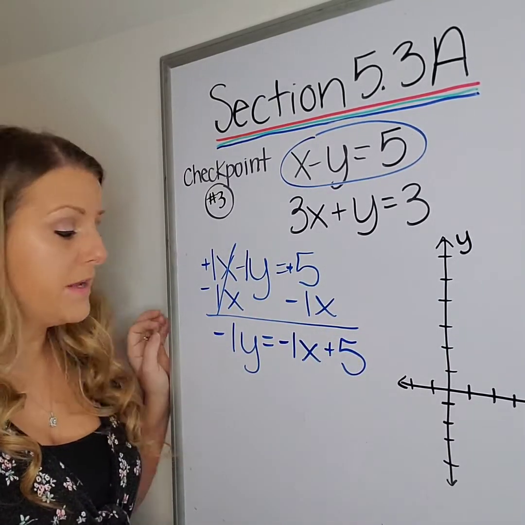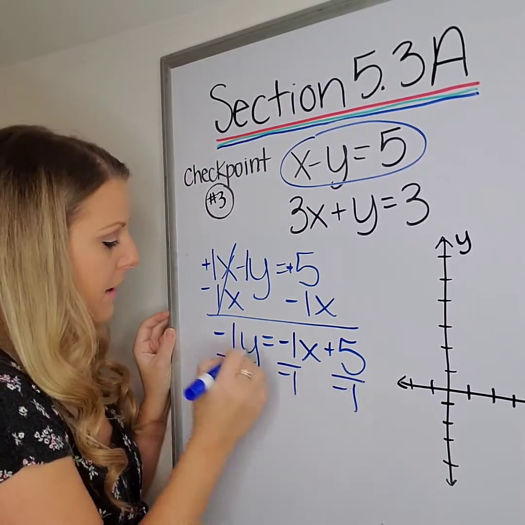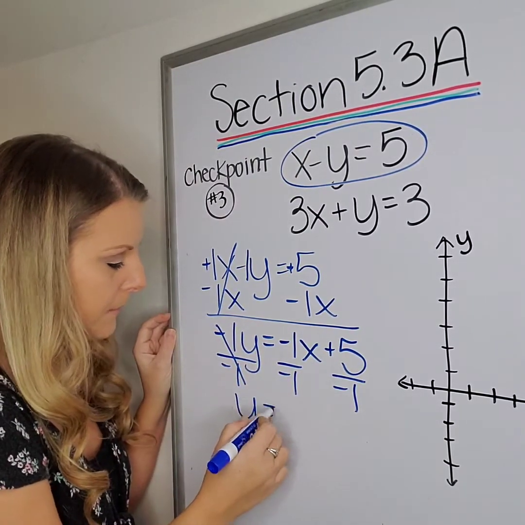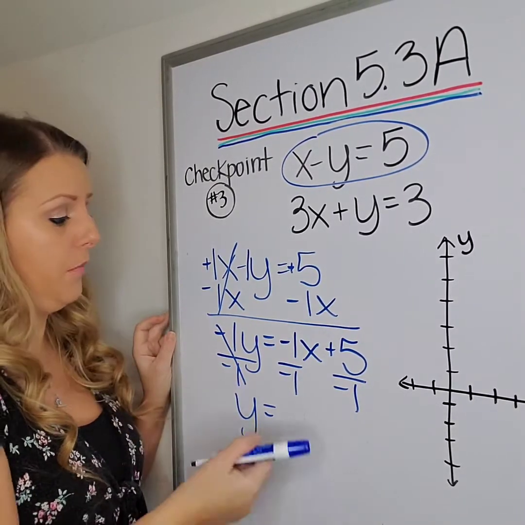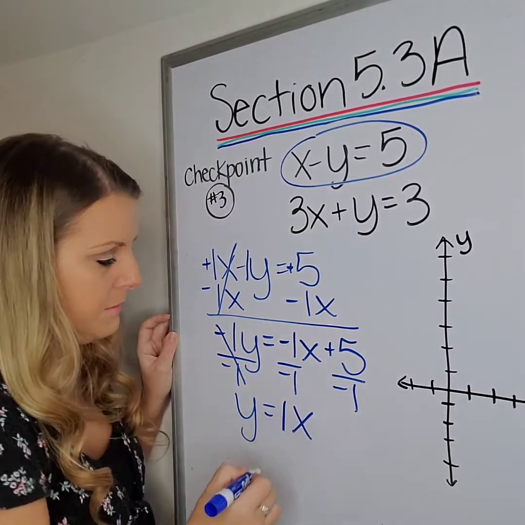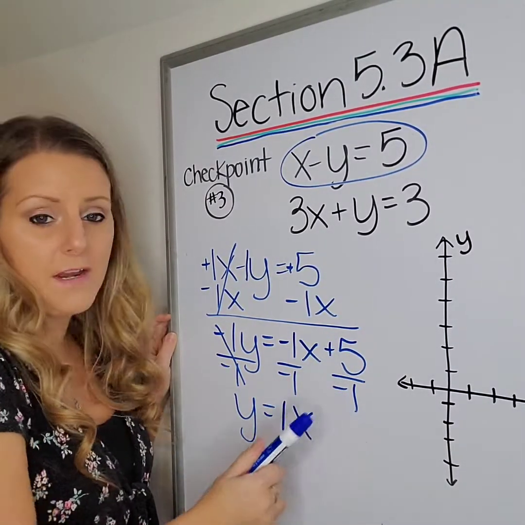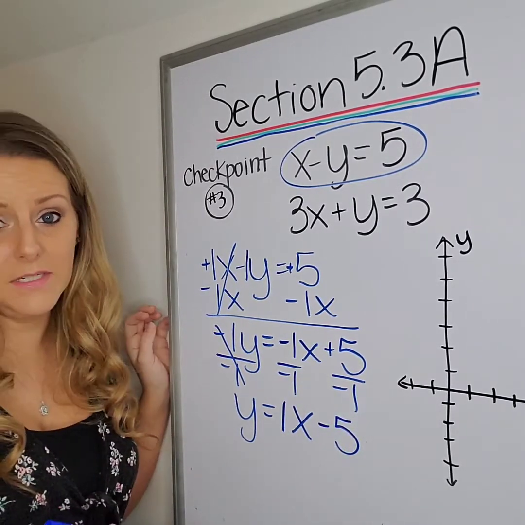Now, y is not by itself. There's a negative 1 in front. So what we're going to do is divide everything by negative 1. Well, when you divide by negative 1, you're just changing the sign. You're not changing the number. So negative 1 divided by negative 1 makes a positive 1. And 5 divided by negative 1, all you're doing is making it a minus 5 instead of a positive 5.